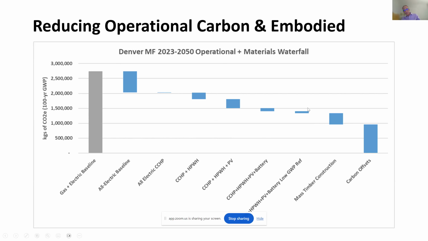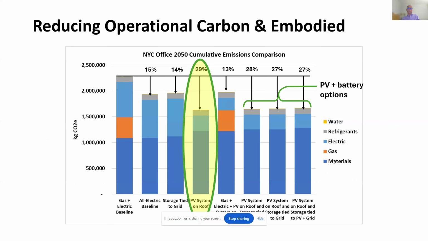Then we switched to a low GWP refrigerant. And then we switched the construction to mass timber from the concrete and steel. And we went from 2.7 million kilograms down to just under 1 million. So we're not at zero, but again, we're not looking with blinders at just the operational carbon.